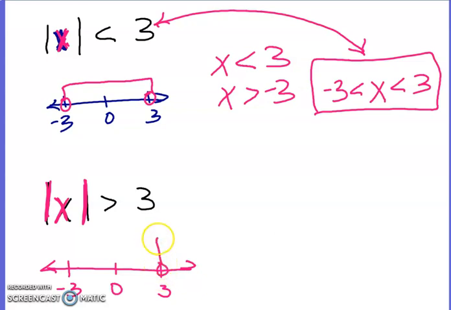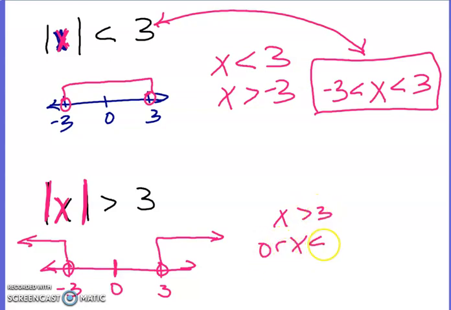So we're talking about anything in that direction, or anything distance-wise. It could be referring to that way, because the distance from 0 could be -4, -5, or -6. It's anything in that direction or that direction. So this literally is x is greater than 3, or x is less than -3. So this means the same thing as that.